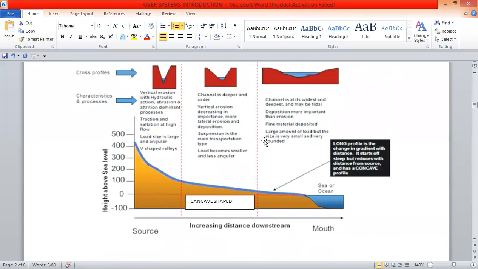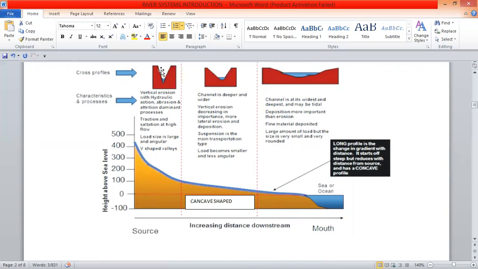The longitudinal profile is this one here. Look at the diagram here. The profile is showing the distance traveled by the stream or river from its source. The source is somewhere here. It's flowing in three different stages from its source here.